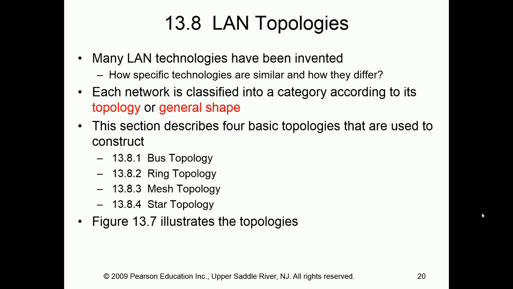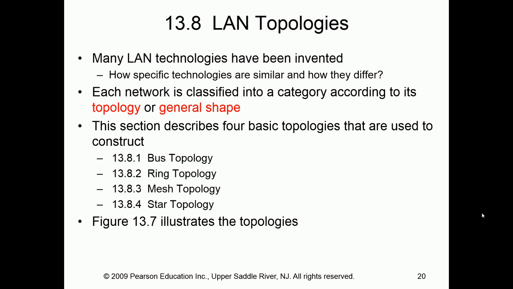Now let's talk about our topologies. How do we conceptually lay these out? How do we organize them? How are they generally shaped? So there's not just four, there's several, but we cover just our basic four here. That's our bus topology, our ring topology, our mesh, and our star.